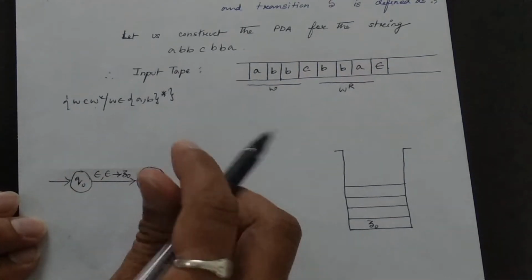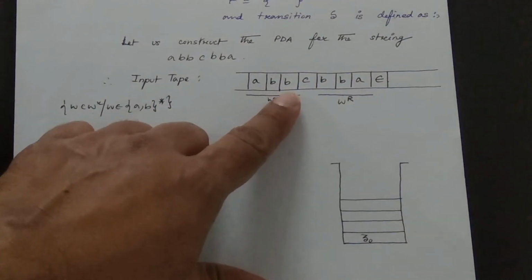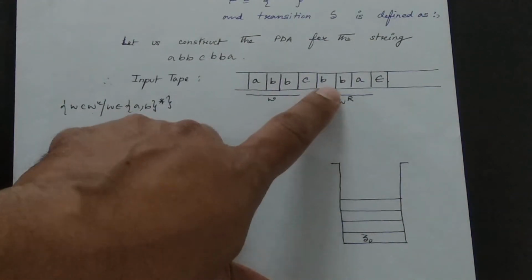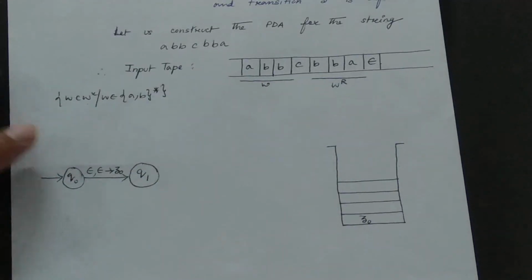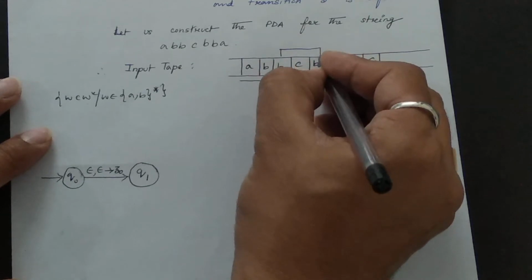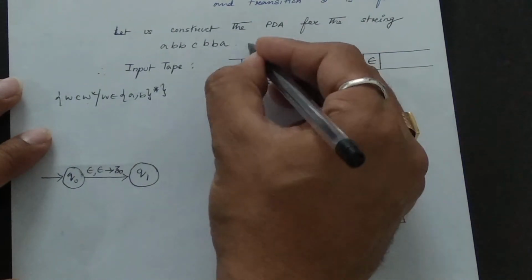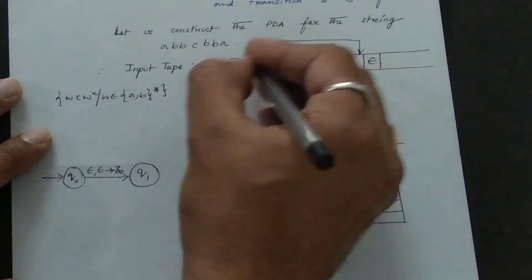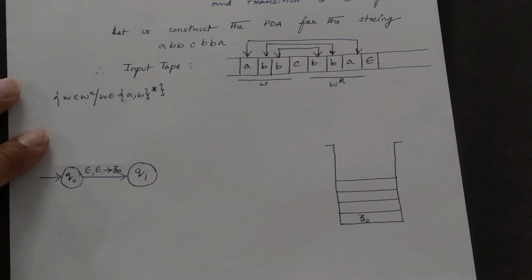Clear? Now one more thing is that the last element of this W will be the first element of W to the power R. So these should always match. That means this portion should always match. This should always match, and this should always match. Besides this, whatever it reads, it will not pop that element. It will simply skip or something like that. I will let you know. Okay. The logic behind this is clear.